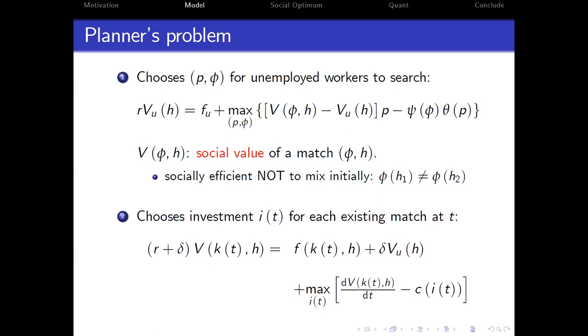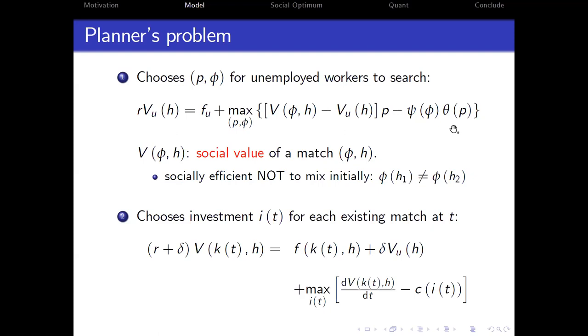V is the joint surplus, the joint value of a match. It's not the worker's value or the firm's value. So just look at the equation for VU: if the worker is going to search in this submarket, the matching rate is P, and the match is going to destroy the value of unemployment and create this value of match. So V minus VU is the surplus of the match. But in order to actually create those submarkets, the planner has to incur the vacancy cost, which depends on this initial capital stock. And this is just the cost of vacancies per worker. So that's why you need to multiply by the tightness.